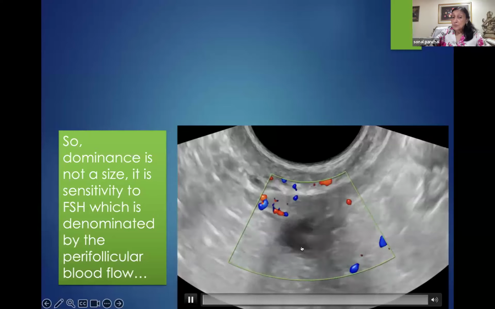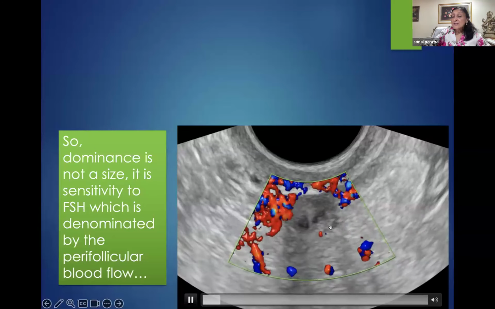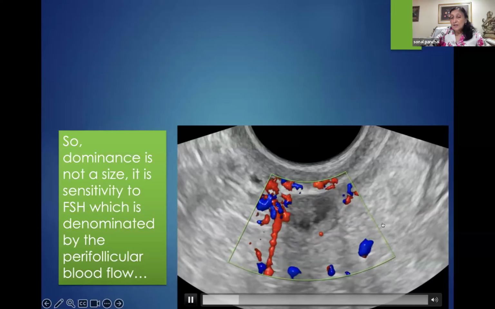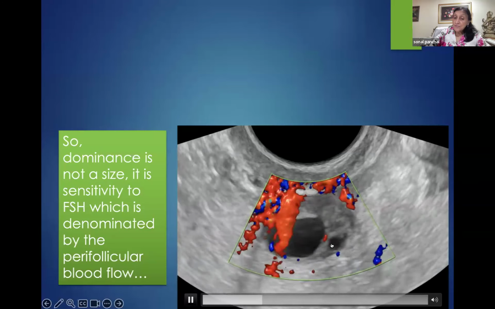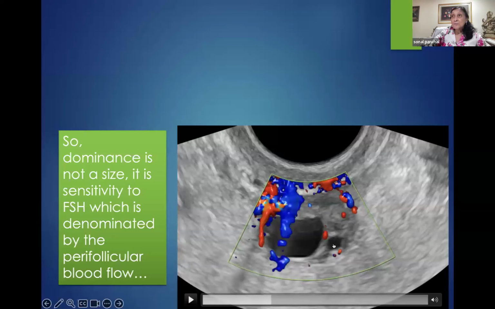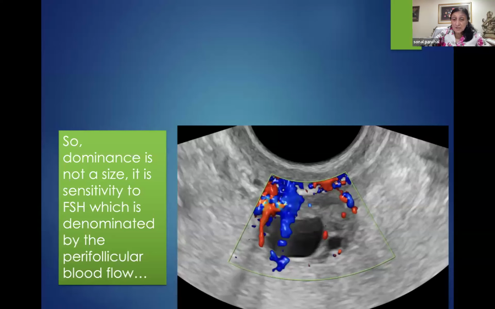If I say that it is the sensitivity of the follicle to FSH, which can be predicted by the size of the follicle, I think this point also requires a little more correction here, and that is dominance of the follicle. When we say at 10 millimeters, this dominance is not actually the size. The dominance is the sensitivity of the follicle to FSH, and therefore it cannot be decided only by the size.